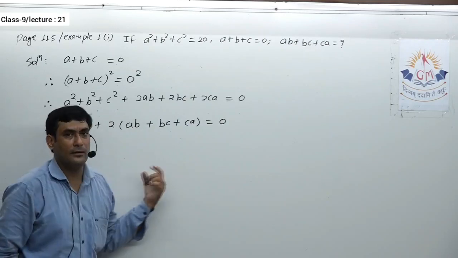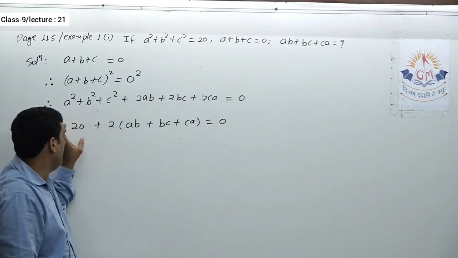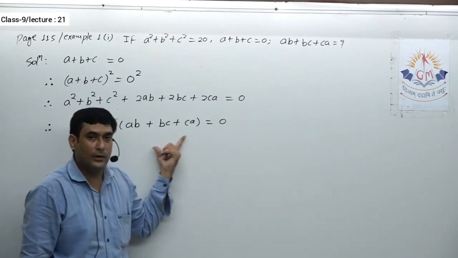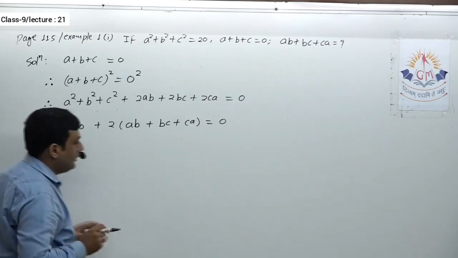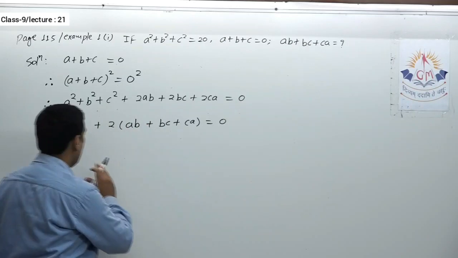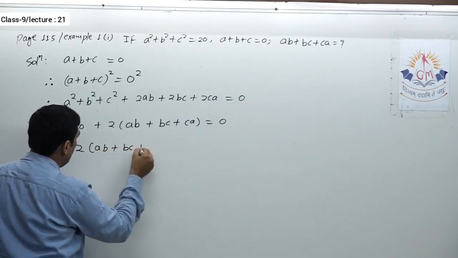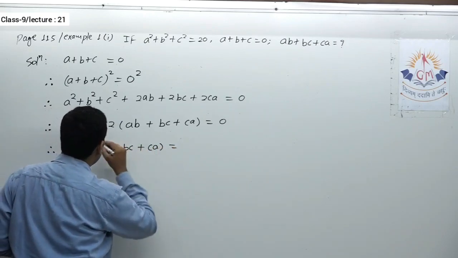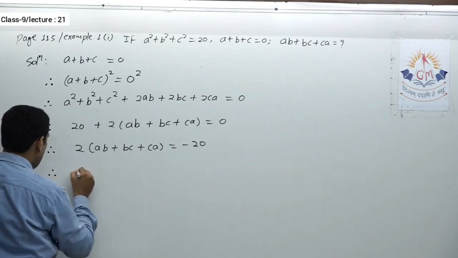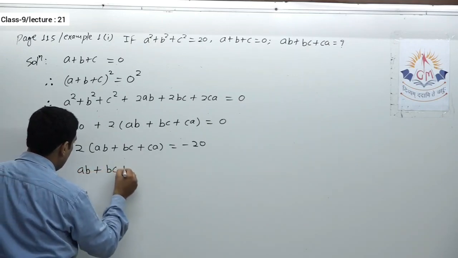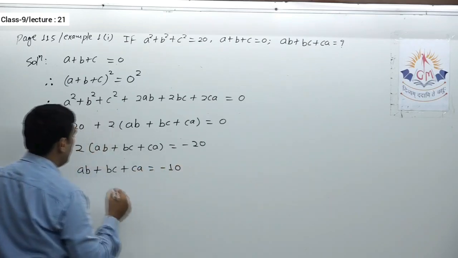Now we can say it's a simple, we can say a linear expression. However, this is not exactly linear, but simply one quantity is given and one quantity we have to find. So for that we simply have to apply the properties of transposition, that means we have to take the terms to the other side. So twice of (ab plus bc plus ca) is equal to 0 minus 20, that is minus 20. Therefore ab plus bc plus ca is minus 20 upon 2, that is minus 10. So this is our final answer.